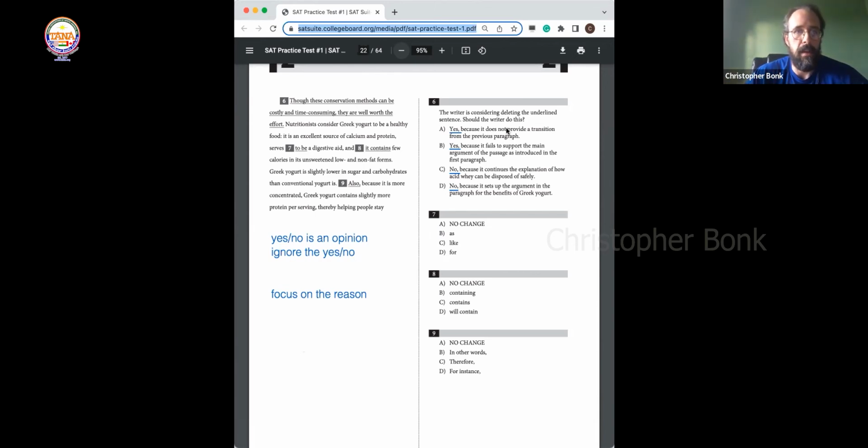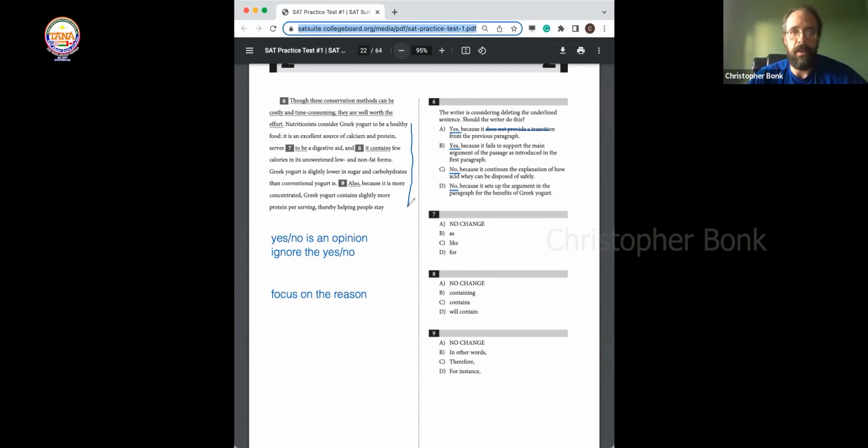So we go through these. In all of these, the previous paragraph was the one we just did about the problems of acid whey and the proposed solutions. So the sentence in question is, "Though these conservation methods can be costly and time consuming, they are well worth the effort." With A, it says it does not provide a transition from the previous paragraph. That is not true because we do have a transition. The previous paragraph was about the conservation methods, the solutions to the problem. This one is why they are well worth the effort. These are the nutritional benefits to follow. So that doesn't work. You might say it's not a good transition, but it is a transition.